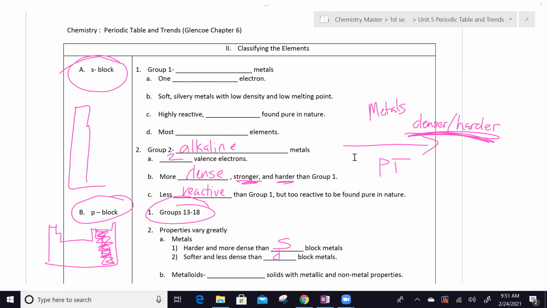All right, your metalloids, the ones that are solids, they're going to be very brittle, which means they are very easily broken apart, okay? But they do have metallic and non-metallic properties, okay? Metallic and non-metallic properties.